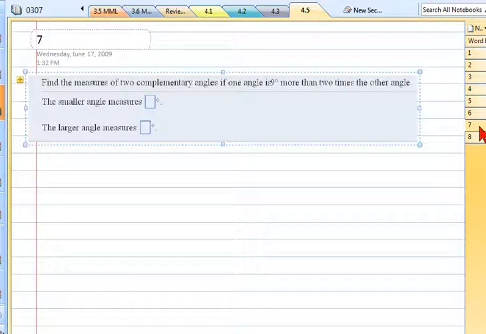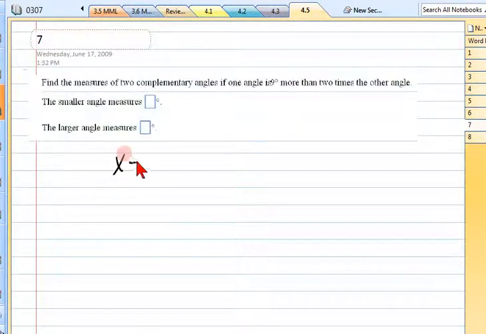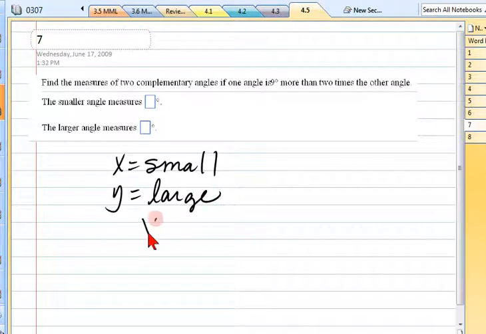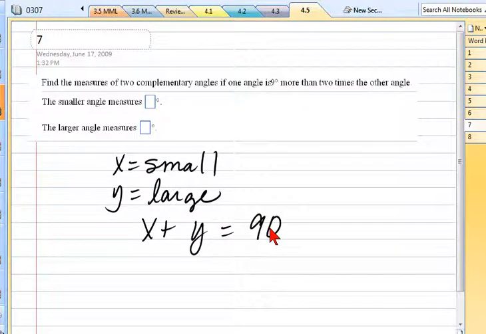Number 7. It is another angle problem. It says find the measure of two complementary angles if one angle is 9 degrees more than twice the other, than 2 times the other. Small and large. X is small, Y is large. First equation. These two angles are complementary. X plus Y equals 90. That comes from the fact that they're complementary. 90 or 9? 90.